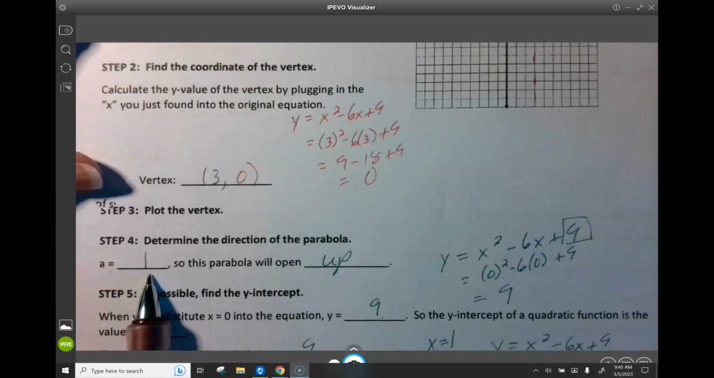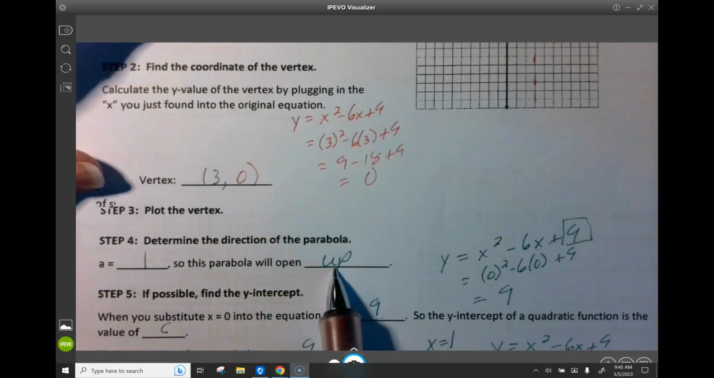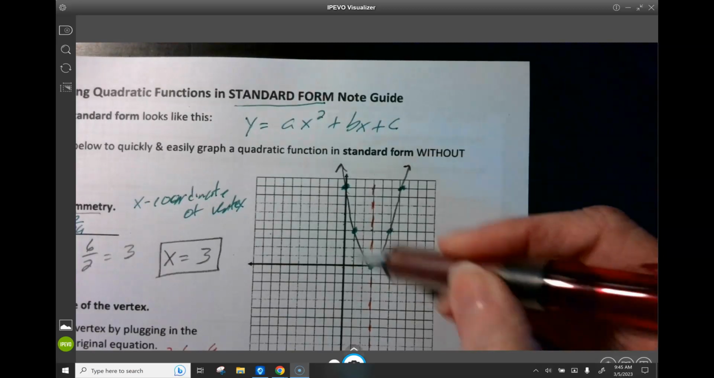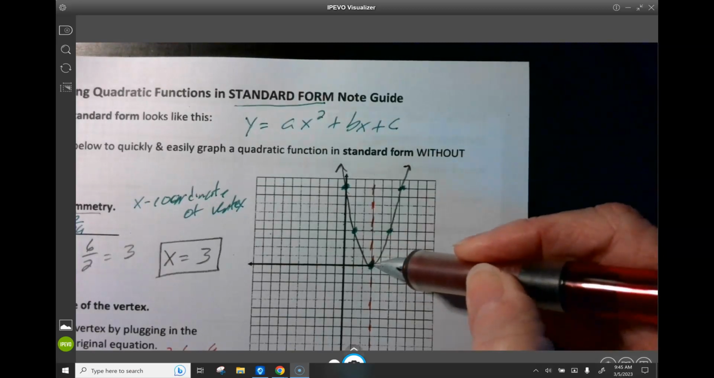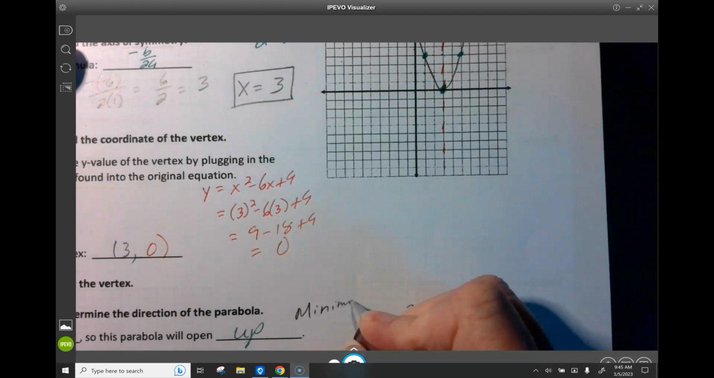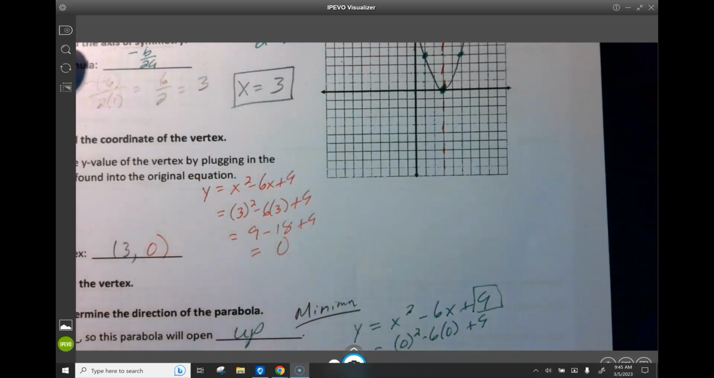So when A is 1, that means that it's opening up. If it's opening up, my lowest point of this is going to be my vertex. So I know that this is going to be a minimum. Okay, this is a minimum. I always forget to go over that. I apologize. So here we go. Let's find out what's happening here.